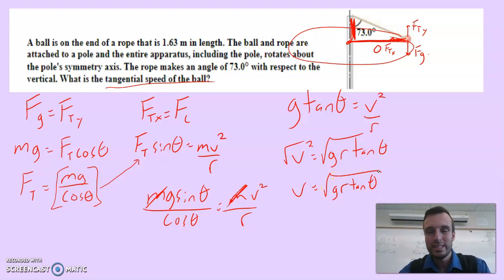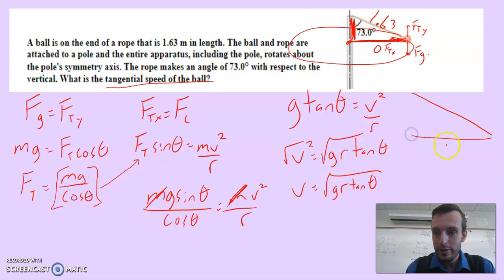The last tricky piece of this one is that they gave us the length of the rope, but if you label that correctly on the diagram, it's actually that, right? This is going to be the radius. So this is 1.63. That's the hypotenuse. This is the opposite side relative to the 73 degree angle, which is the radius.